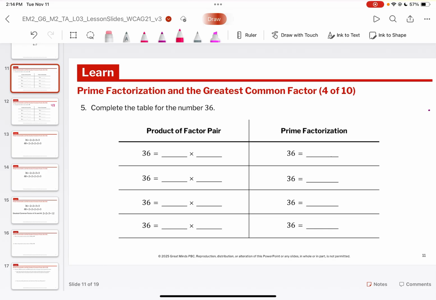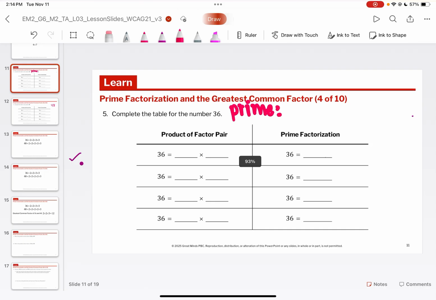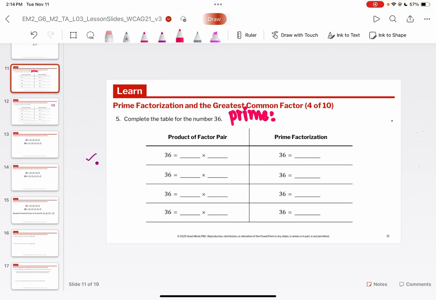What is a prime number? Does anyone know? You can't do a prime factorization if you don't know a prime number. What does a prime number mean, Colt? It's like only divisible by 1. Good. 1 and itself. It only has factors of 1 and itself. That is what a prime number is.